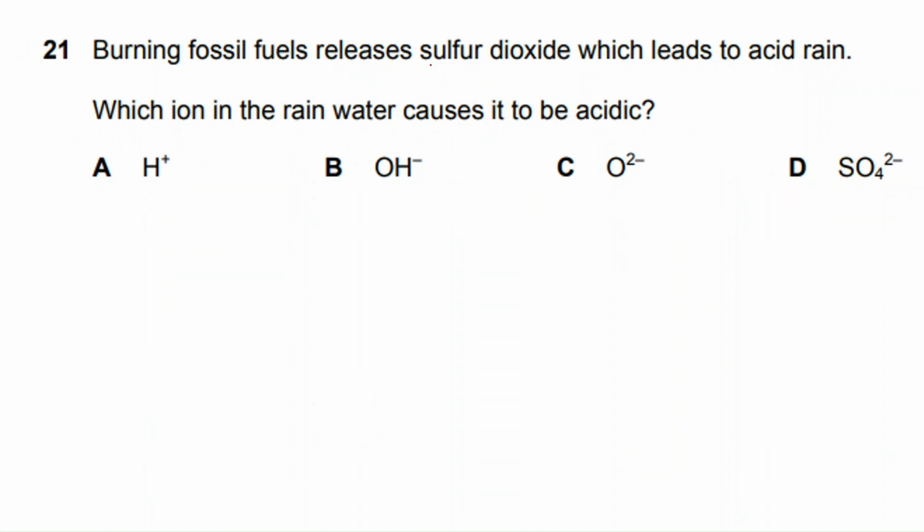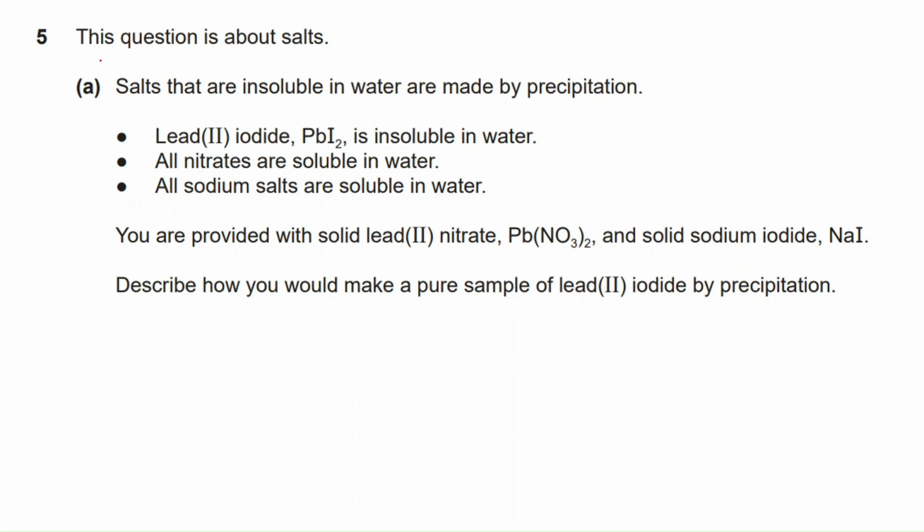Burning fossil fuels releases sulfur dioxide, which leads to acid rain. Which ion in the rain causes it to be acidic? H plus ions. And this question is about salts. This is a theory question in which you basically have to describe how you make a pure sample of lead iodide by precipitation. So we know that lead iodide is insoluble in water.